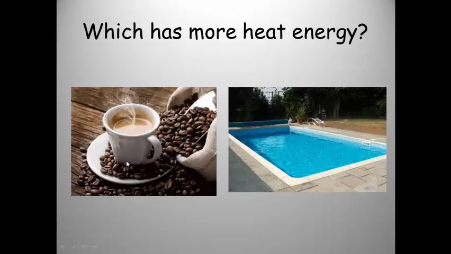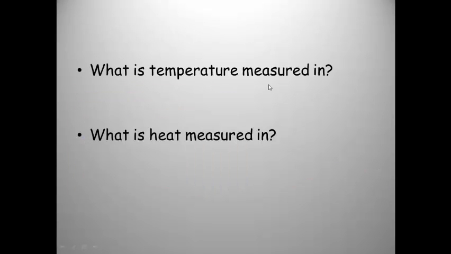Why? Because the coffee has fewer atoms, which all carry more energy each, but all the atoms in the swimming pool would be carrying a small amount of energy, but there are more of them. So in total, the swimming pool has more heat energy. Okay, so what is temperature measured in? Well, that's measured in degrees Celsius. And what is heat measured in? That is measured in joules.